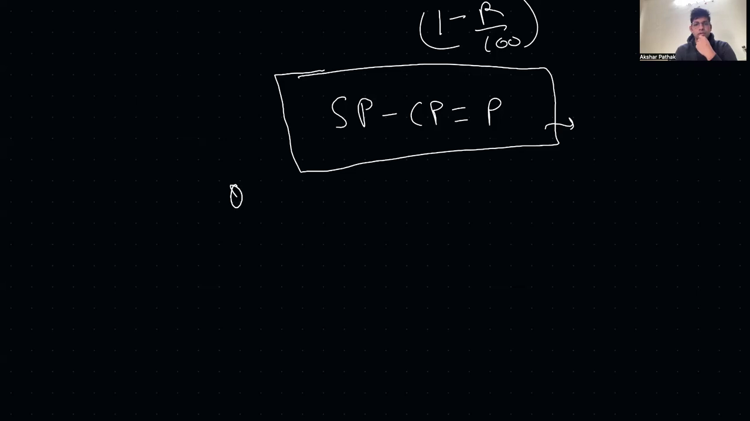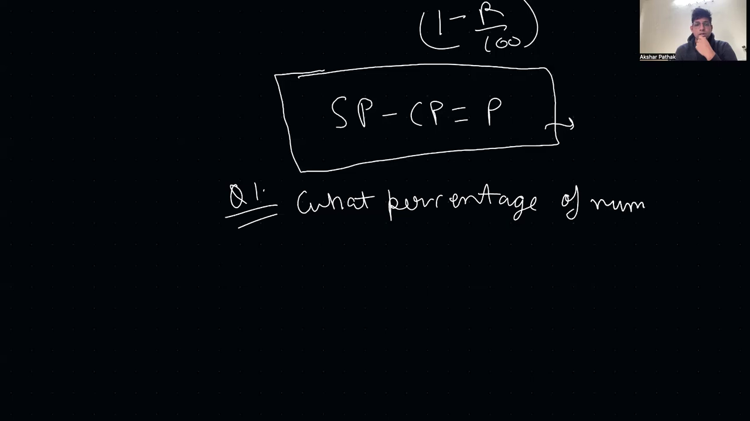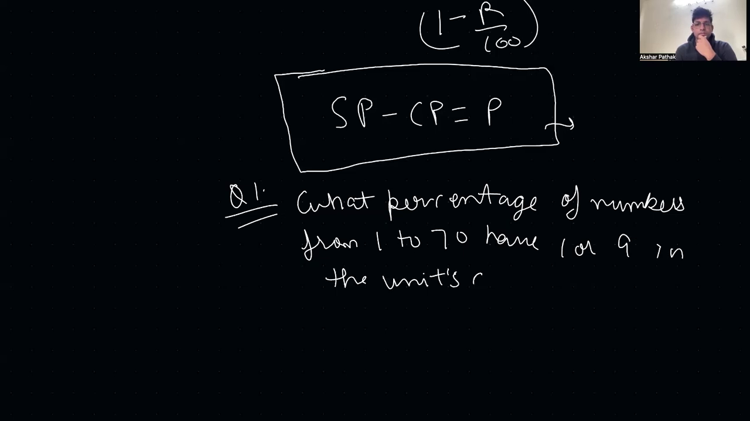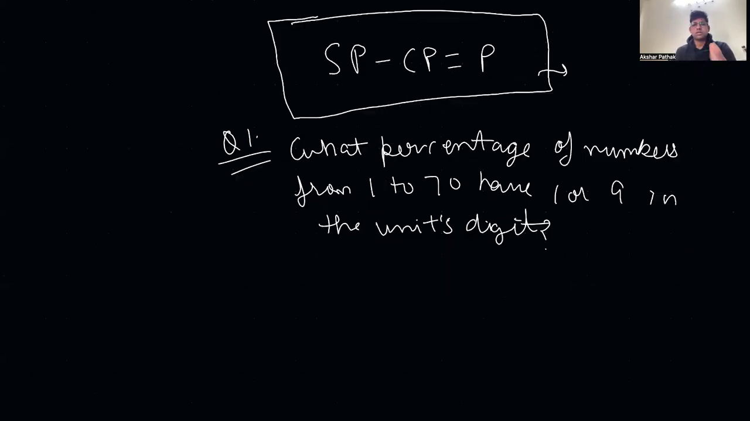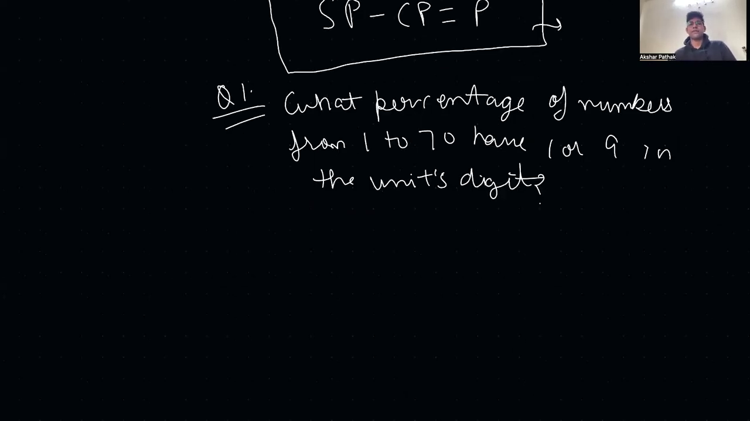Question one. What percentage of numbers from 1 to 70 have 1 or 9 in the units digit? So there's no rocket science. You just have to find how many numbers have 1 or 9 in the units digit from 1 to 70.